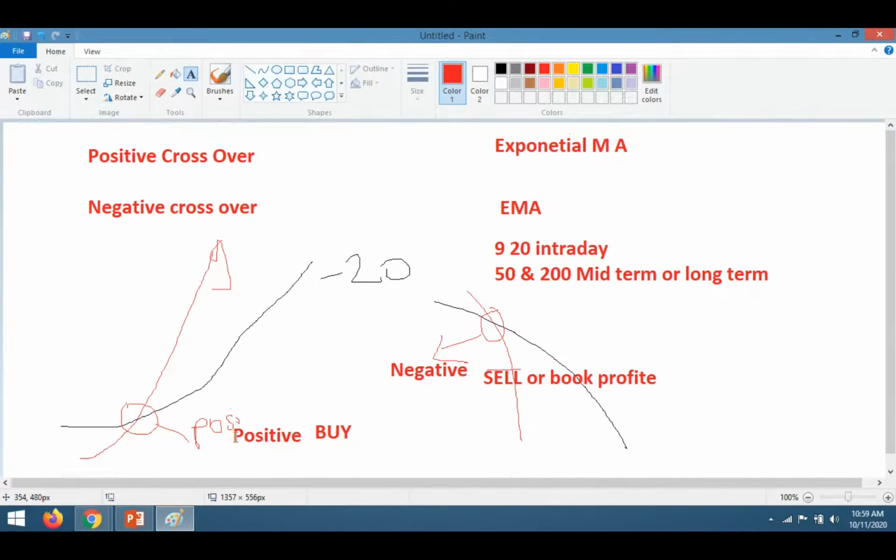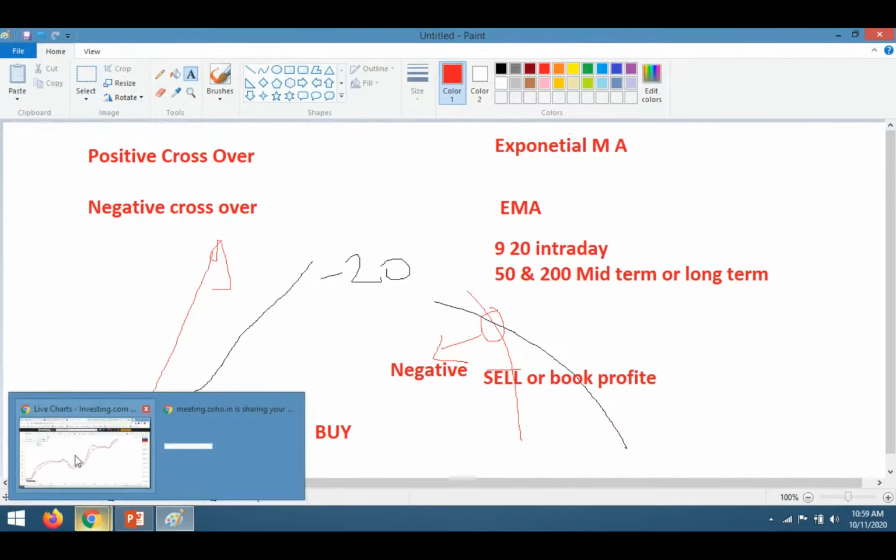Yes, clear. Okay, so buy at a positive crossover, exit the trade at a negative crossover, and at a negative crossover you can sell if you want to sell, which is called short selling, okay? So I will show in a chart.